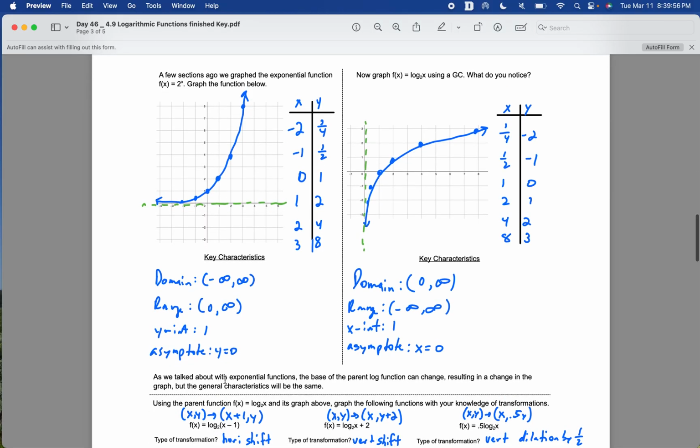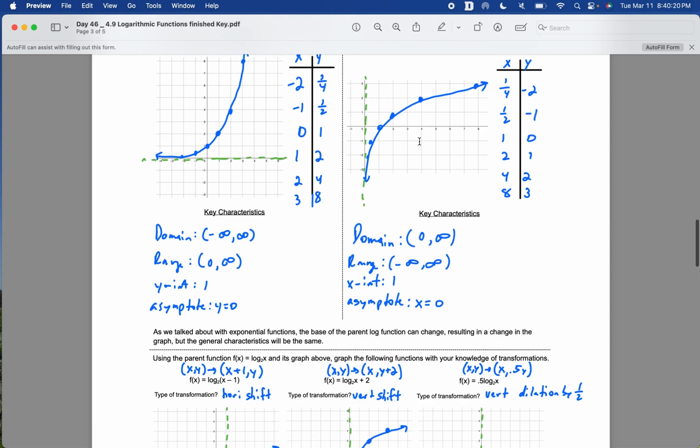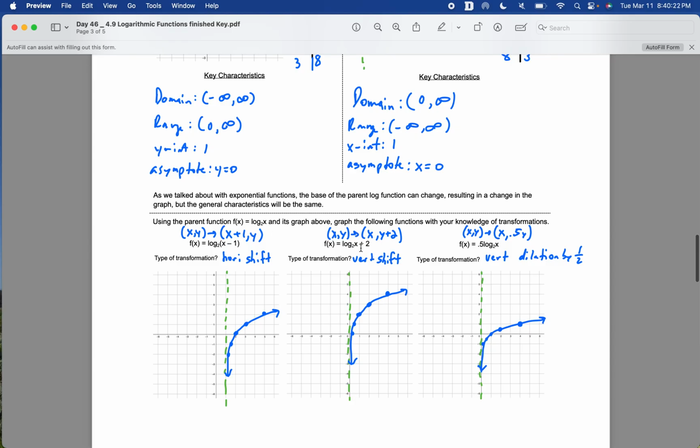All right, so as we talked about with exponential functions, the base of the log function can change. Okay, so remember this could be 3 to the x, 4 to the x, and all those types of things. The main idea stays the same. It's just that these points are going to be a little bit different. So it could be a little bit steeper or wider, but the main idea stays the same. Okay. So given this parent function, now we're going to the transformations yet again.